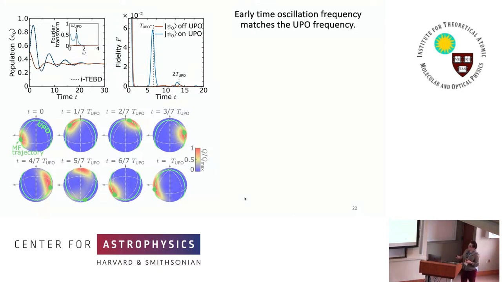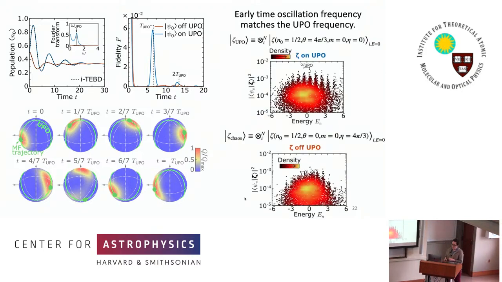And it's easy to understand why this must be happening. If we look at the overlap of these initial states that I was talking about with the eigenbasis, for the initial state on the UPO, we see these well-resolved towers of states that are separated from each other by the UPO frequency energy. Okay. But if we look at the same quantity for the chaotic state, we don't see such a structure. So then it's clear, basically, these early time oscillations are caused by these towers of states.